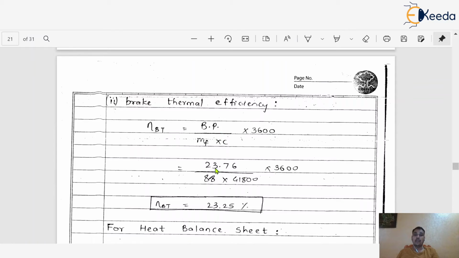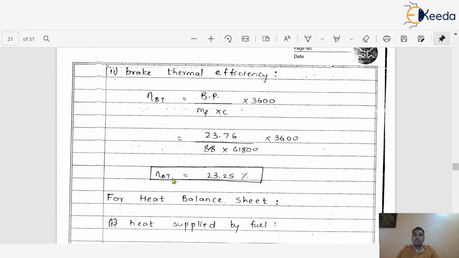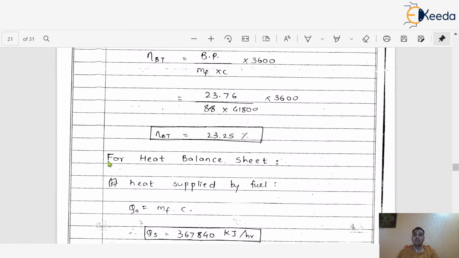The brake power we have calculated over here is 23.76, mass of fuel is given as 8.8 kg per hour, the calorific value is 41800, into this 3600, and we come to know the brake thermal efficiency is equal to 23.25%. After this, now we are going to discuss how to draw the heat balance sheet.